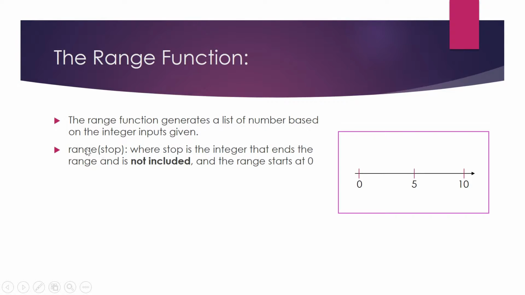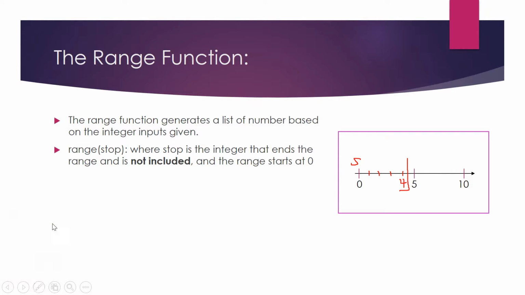With this first one, called one argument, range(stop), stop is the integer that ends the range, but is not included. And this range is always going to start at 0. So if I were to say range(5), let me grab a pen here, it would start at 0, and go all the way up to 1, 2, 3, 4. Now remember, I said stop is not included, so it's going to stop on 4 and not include anything past that. So it would be 0, 1, 2, 3, 4. That would be our range, which is kind of cool.